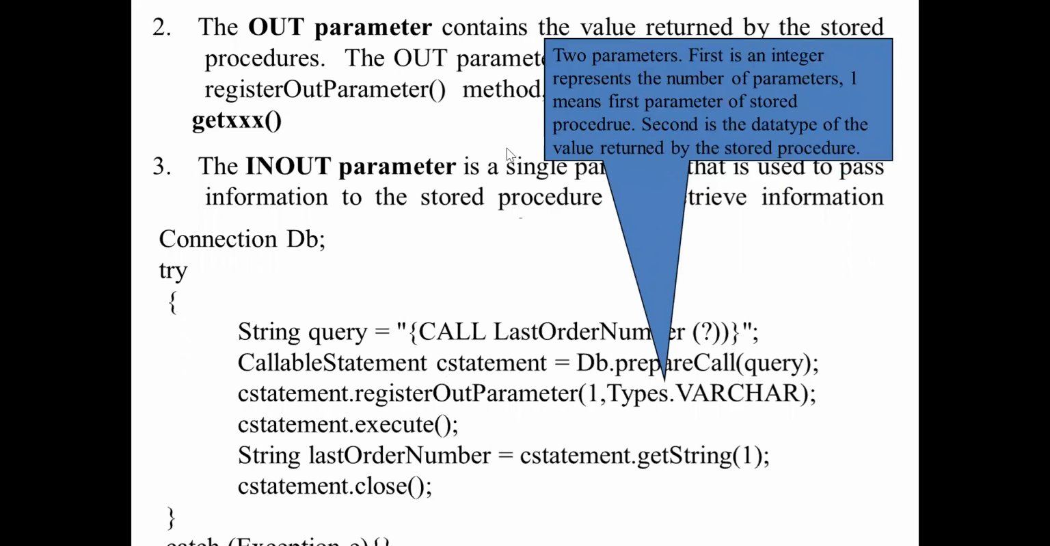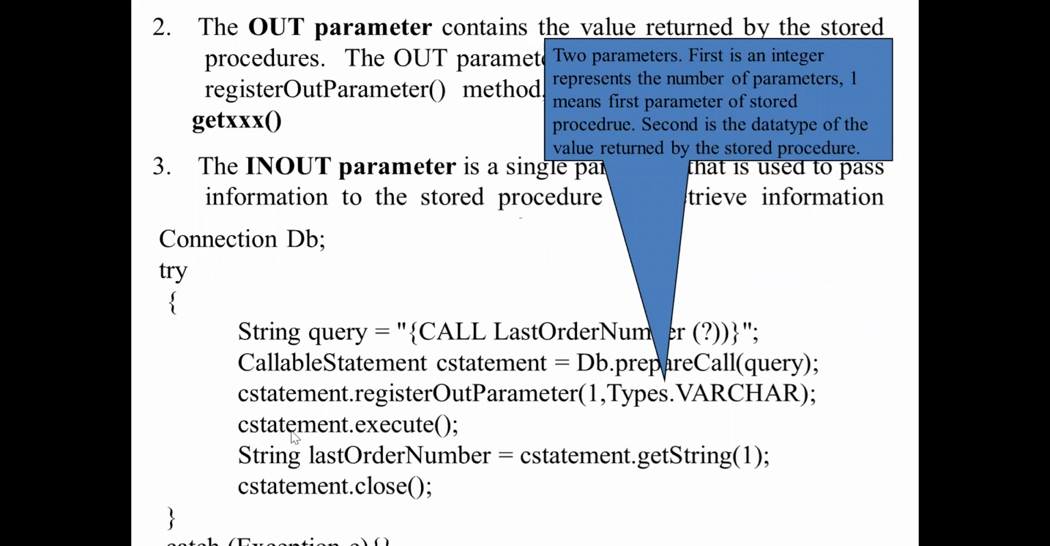So here we can see that this is two parameters. First is an integer representing the number of the parameter. One means the first parameter of the stored procedure, and the second is which type of data type we are going to store in the stored procedure. So here we use the varchar, the data type we can send to the stored procedure.